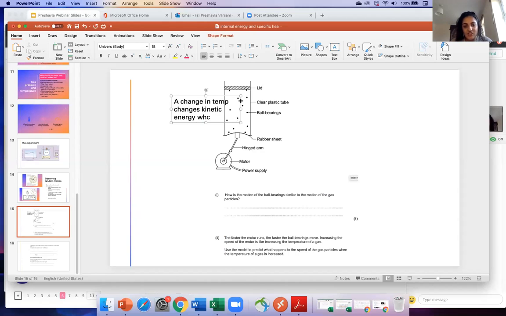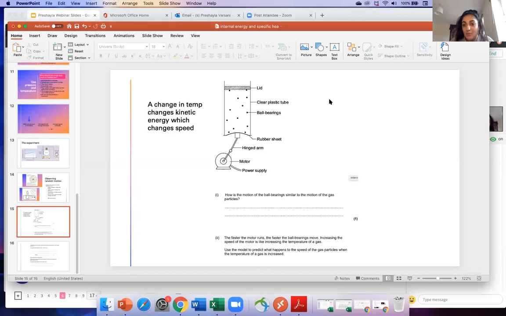So a change in temperature changes kinetic energy, which changes speed. Now it's important to look at it the other way around. So we've been talking about heating it, but if we cool our gas, we decrease the kinetic energy and decrease the speed. It's not a one-way system, it works both ways, and you kind of need to consider both ways in an exam.